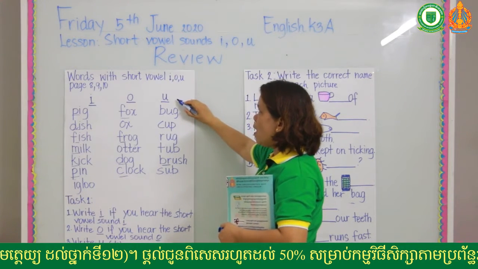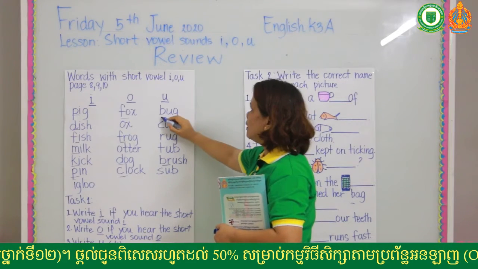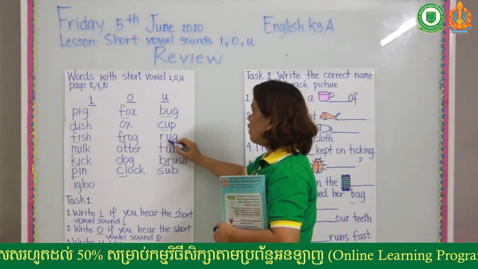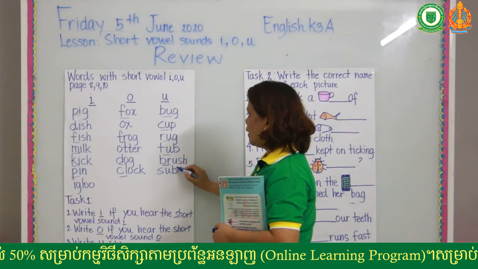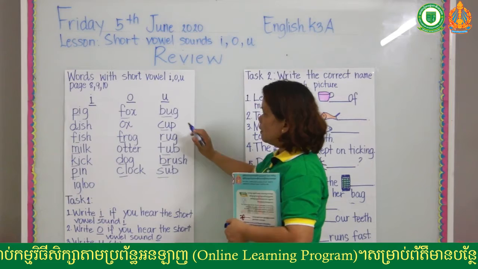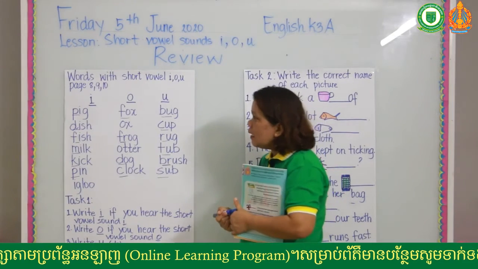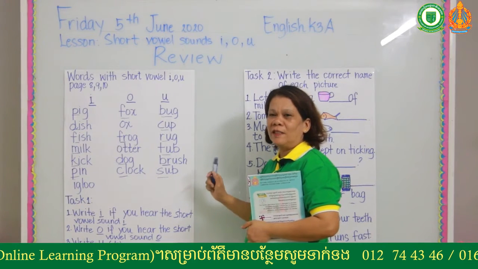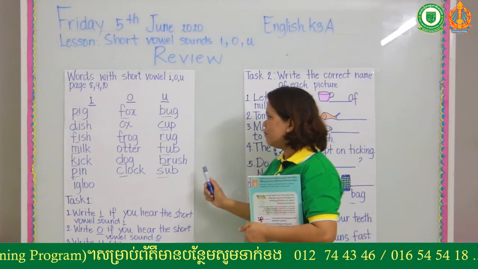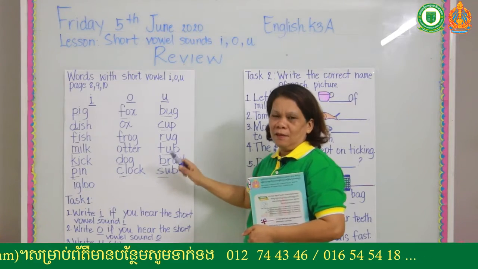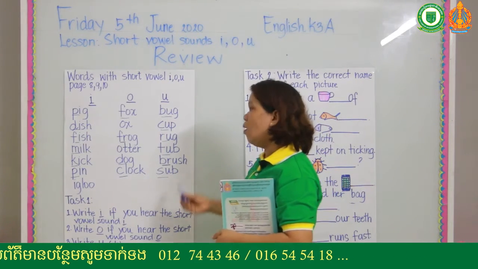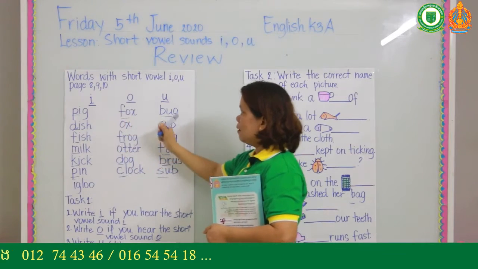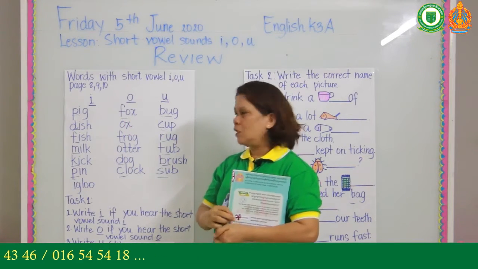Short vowel sound U: bug, it is sound B, bug, cup, rug, tub, brush, sub. Okay? So remember how to read the vowel blend first and also identify the ending sounds in order for you to read the different words, okay? And you can also say that this is a short vowel sound E, A, and A. Okay, so practice your reading.